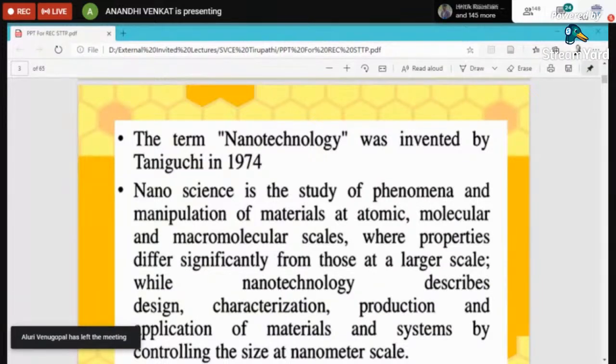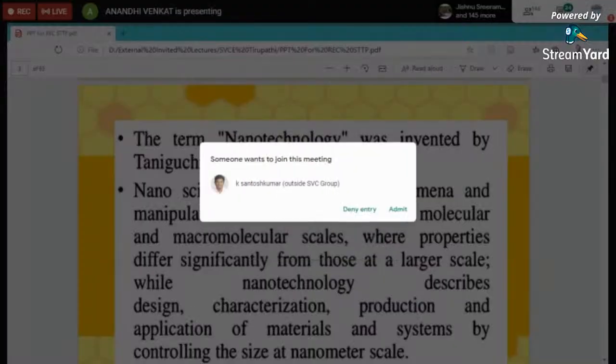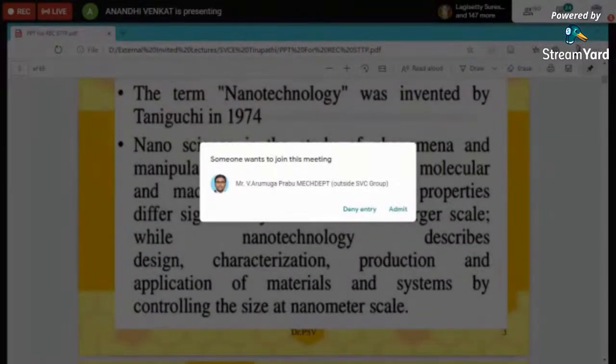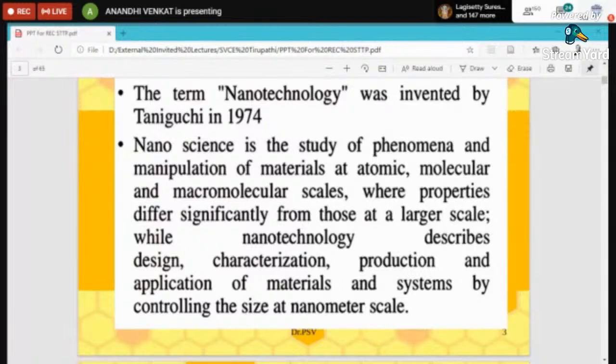Okay? Now, nanoscience is nothing but the study of the phenomenon and manipulation of the material at its molecular level. It is at the lowest level you are getting into. You are correcting the things as you want. So that is going to have a much greater application, whichever way you want. That is the main thing as far as nanotechnology is concerned. That is going to give you the functional type of material.